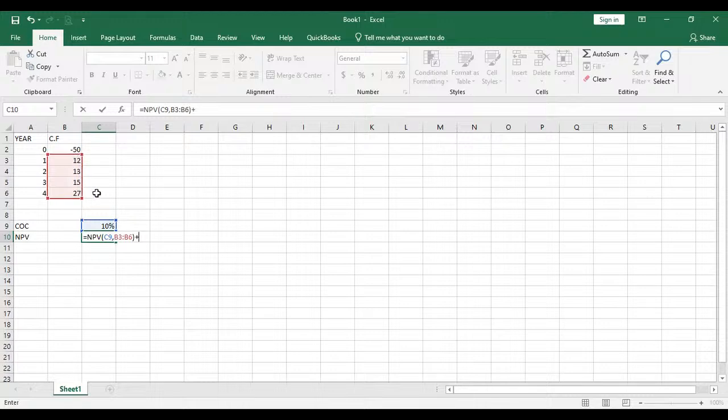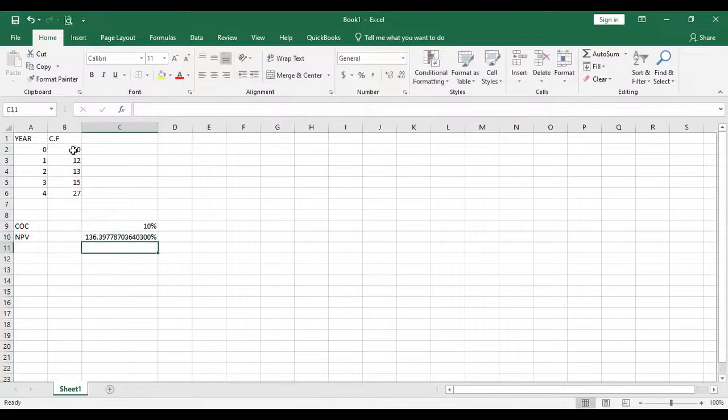Plus that initial outlay of 50, isn't it? Negative 50, that one, yes. Great. Enter. So it's coming as a percentage, but that should never scare you away. Just go back there, go to home.